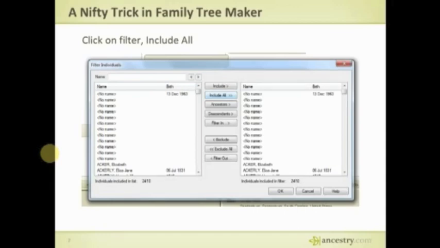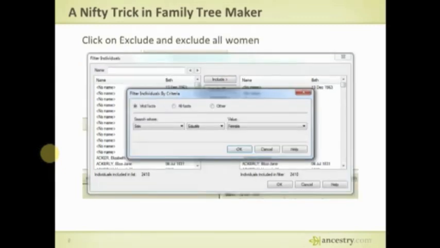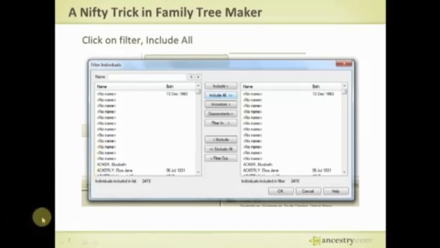So I'm going to click on Include All, because I'm going to filter people out who could not have served. So I just say Include All. It puts everybody in there. Awesome. Next thing I'm going to do, is I'm going to say filter out, all right? So I'm going to click on Filter Out. It's right down there.